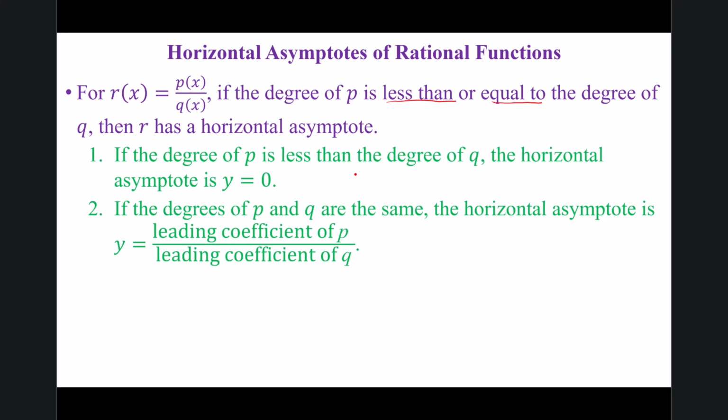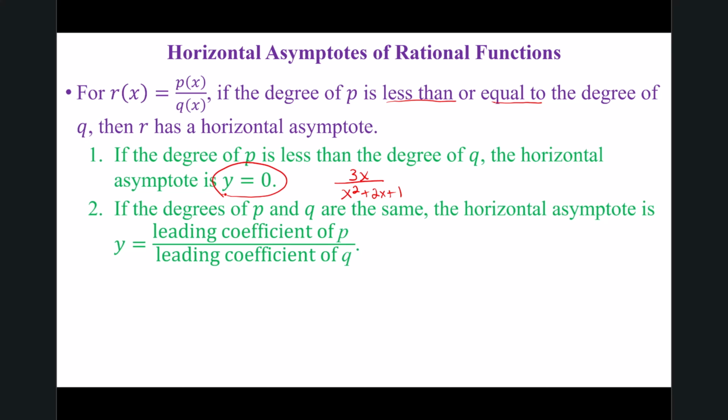For example, if our function looked something like 3x over x squared plus 2x plus 1, the degree of the numerator is 1, the degree of the denominator is 2, so the degree of the numerator is less than the degree of the denominator, then we know our horizontal asymptote is y equals 0.